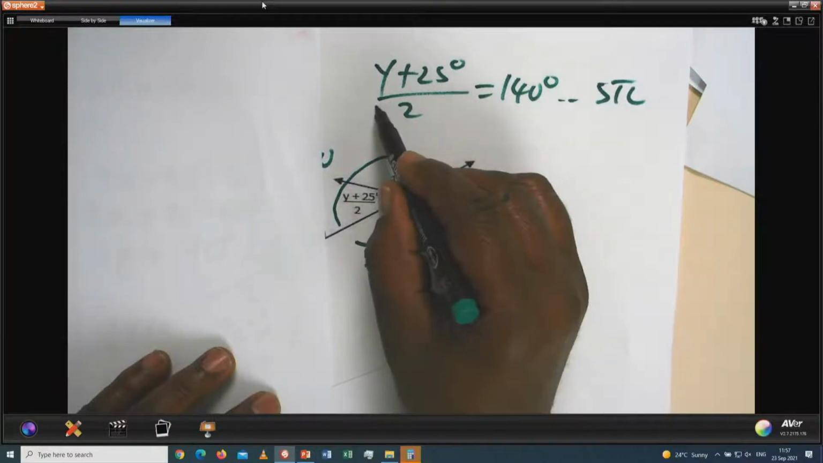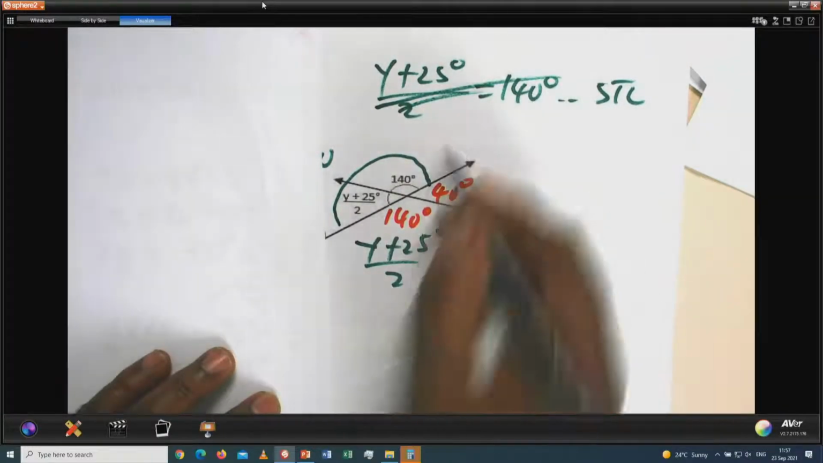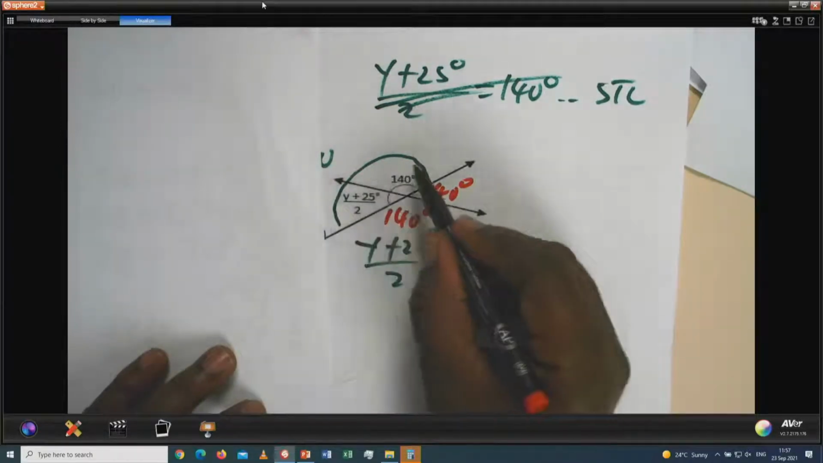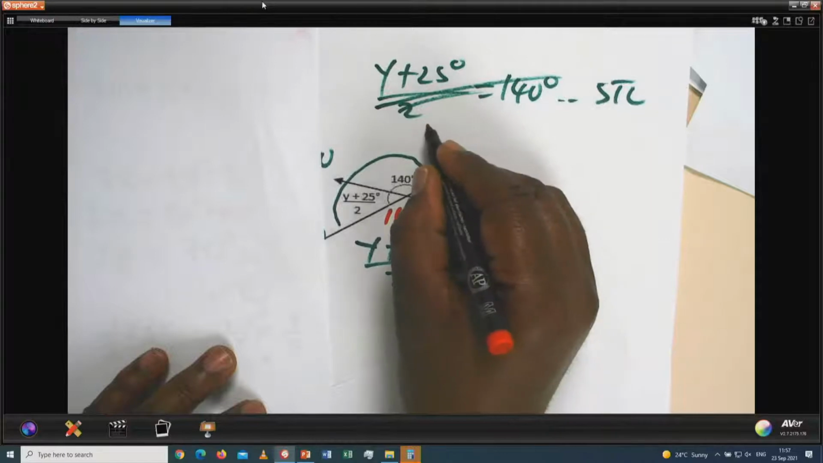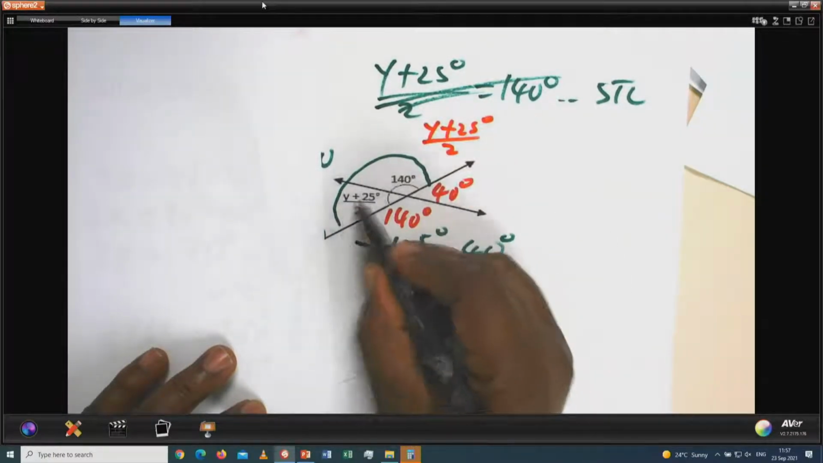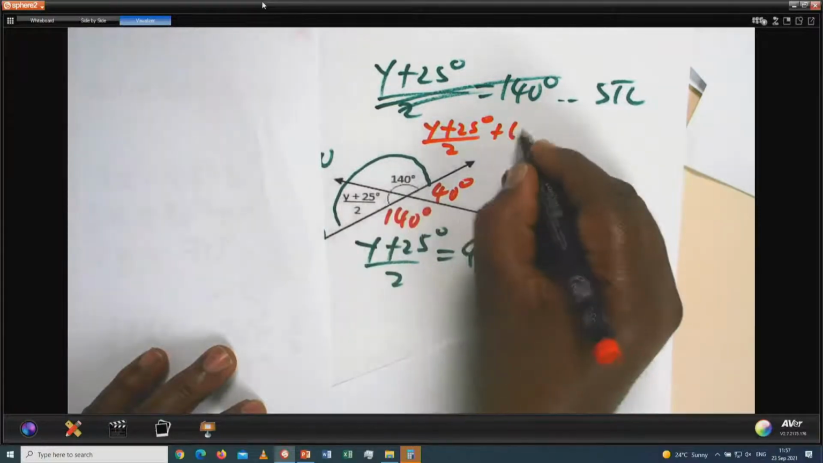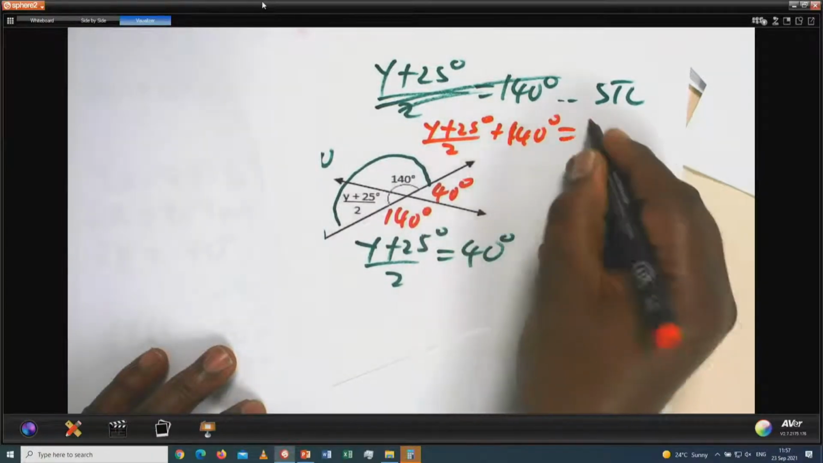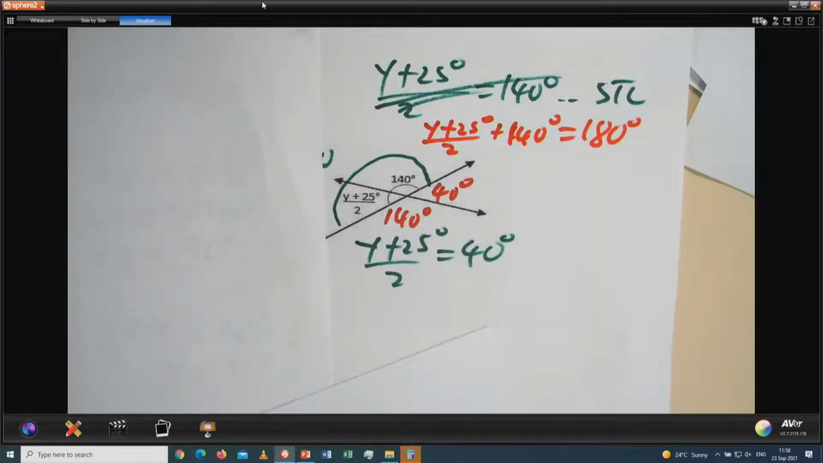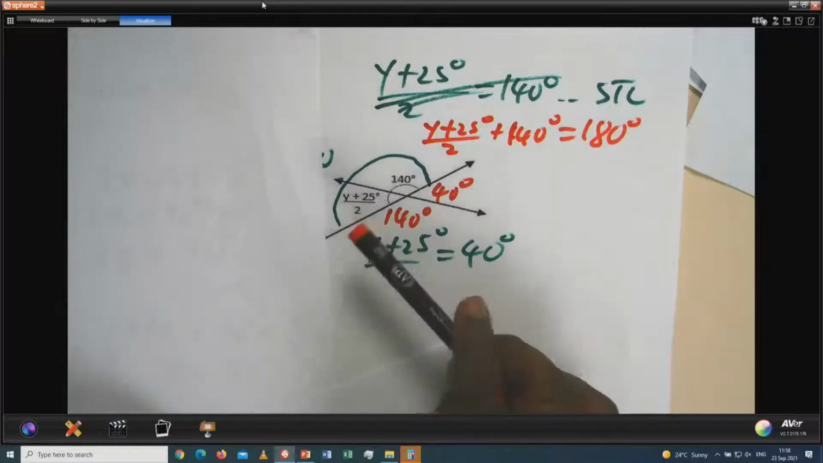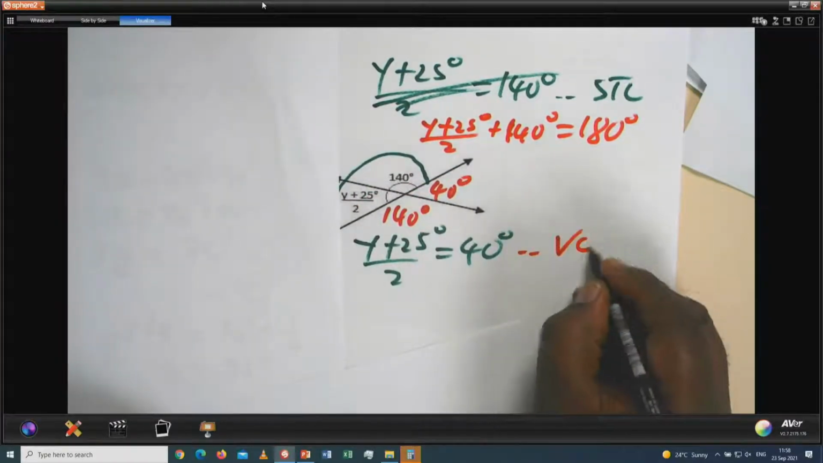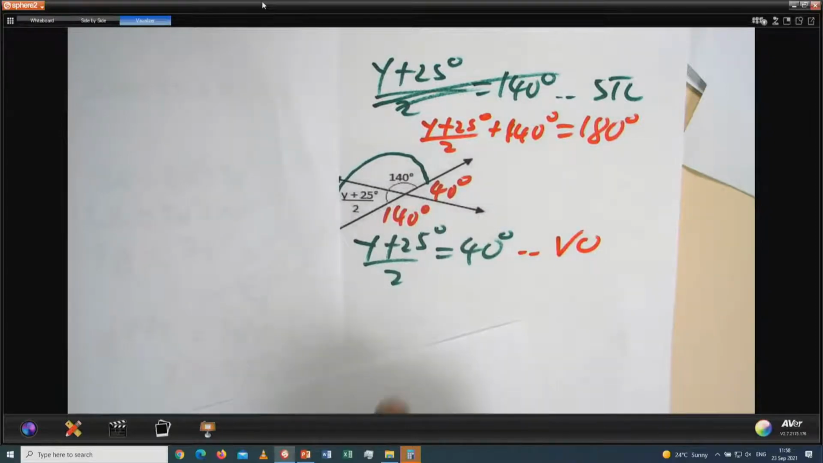Sorry. There's a mistake here. I wanted to say, let's fix this one. They are on a straight line, then you add them, y plus 25 degrees over 2, this angle, plus that angle, they add up to 180. We know the reason is a straight line. Again here, they are vertically opposite. So for me, I'll go for this one.